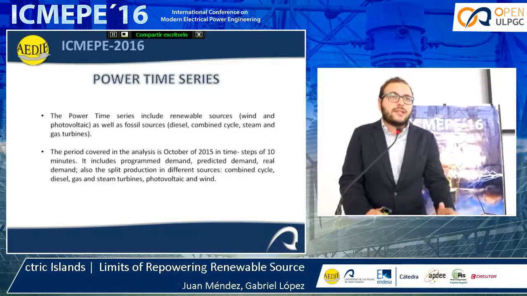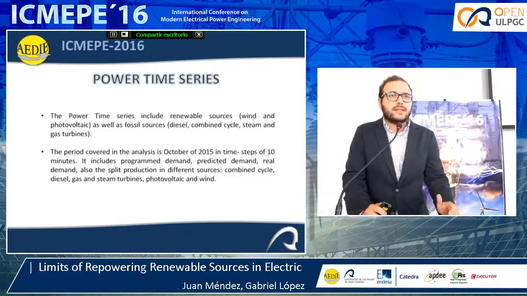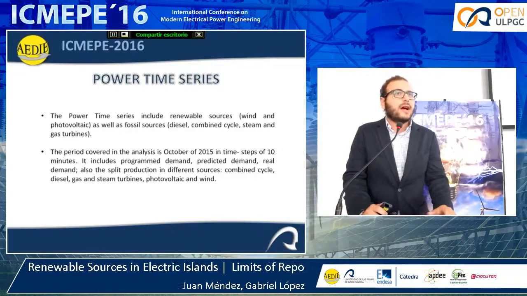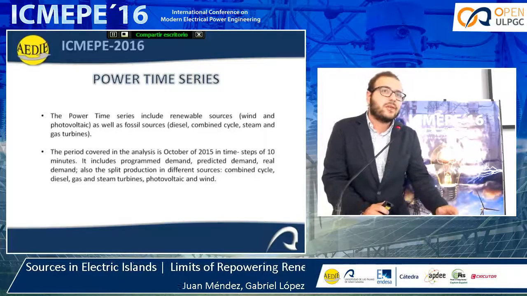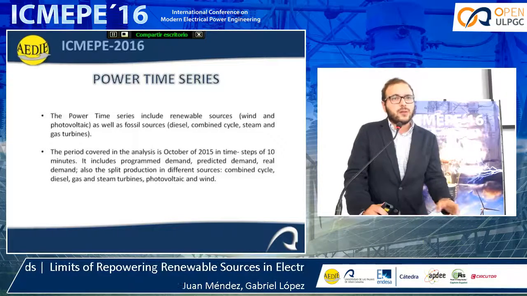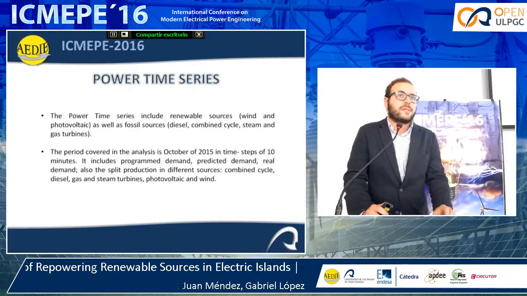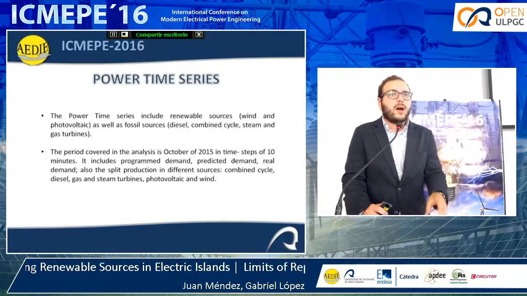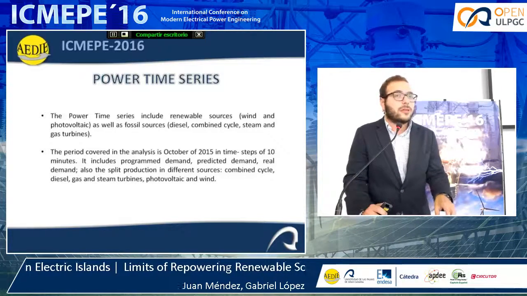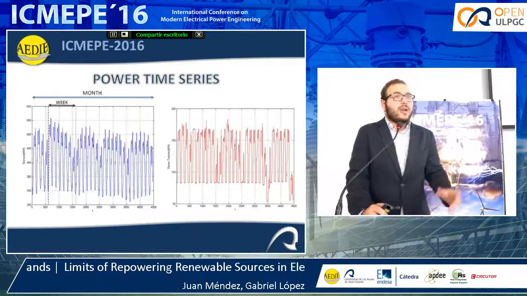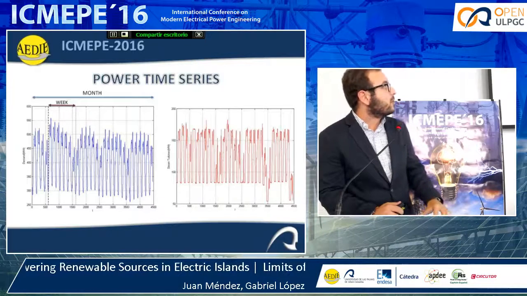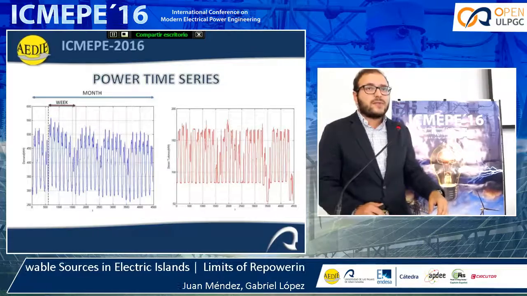The power time series collected don't contain all the information about an electrical system, but contain information about how the electrical system has adapted to the demand change and to the randomness of the current implantation of renewable energy sources. The power time series used in the analysis include the renewable energies as well as the fossil sources. The renewable energy sources are photovoltaic and wind energy sources, and the fossil sources are the combined cycle and steam, gas, and diesel turbines. In this slide, we can see 2 graphics. In blue, the demand, and in red, the power production of the steam turbines. In both cases, during a month.